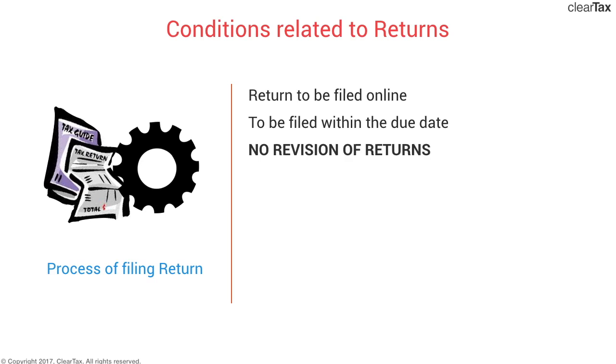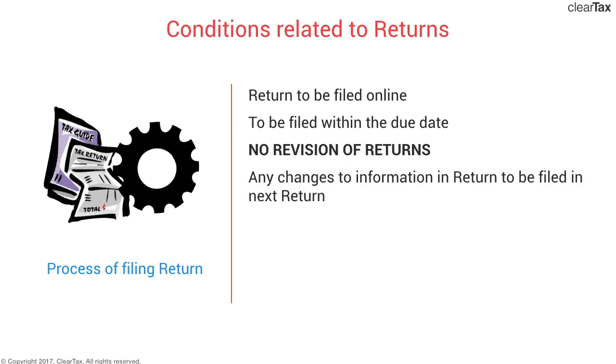The first of these two is that no revision of returns is allowed. Any change to information in one return will have to be filed in the next returns. Whenever you identify that the information filed in a previous return is wrong, you will have to amend it in the current period return. The period you found out that the information is wrong, you cannot go back and file a revised return for that particular period.